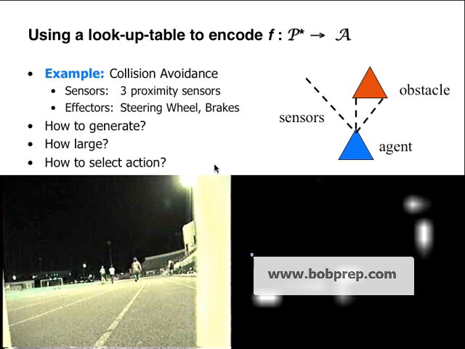So we can use what's called a lookup table to encode the mapping of agent response to action. Here's an example of collision avoidance. We have sensors, for example three proximity sensors. We have some effectors, the steering wheel, the brakes. So the questions might be how to generate the information, how large it is, and how to select the actions.